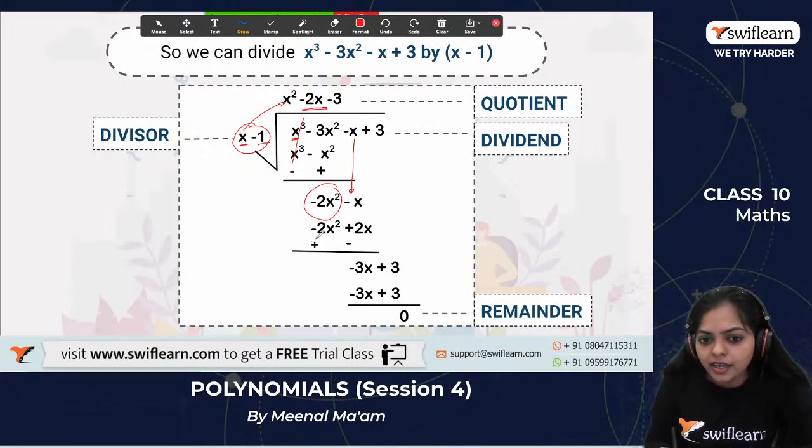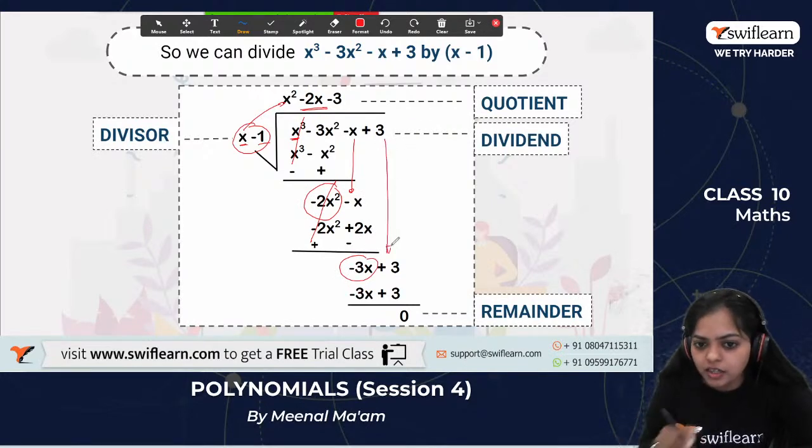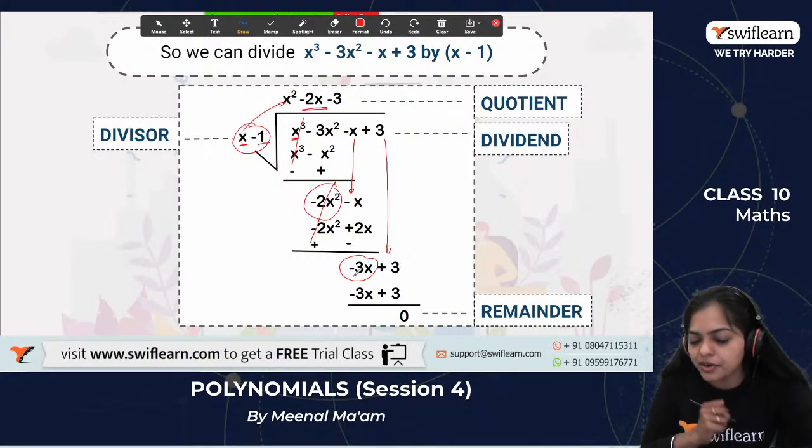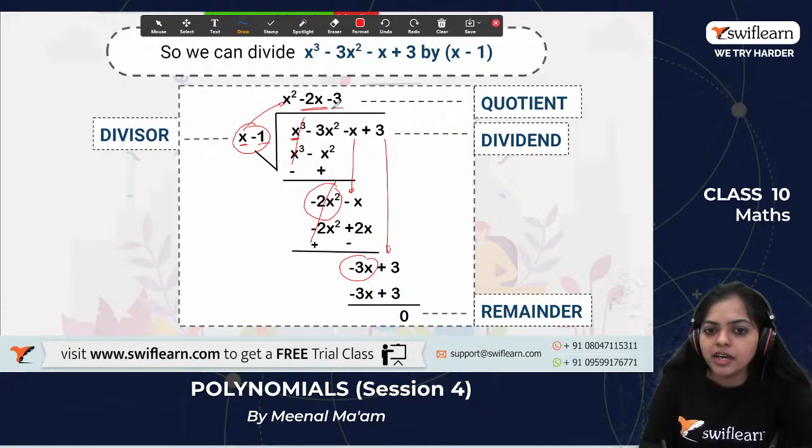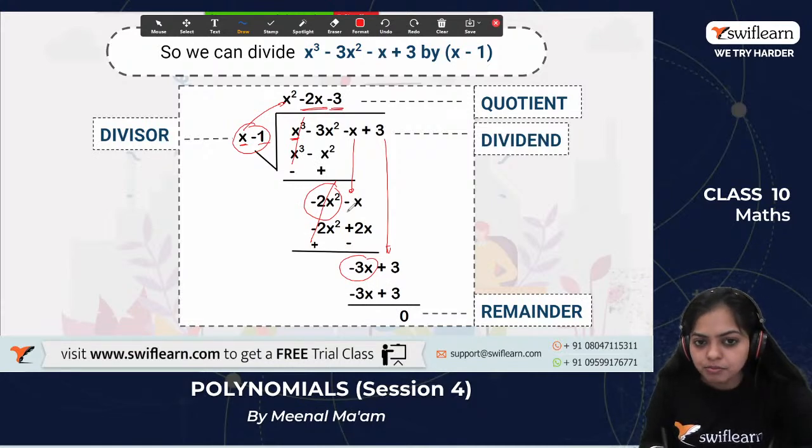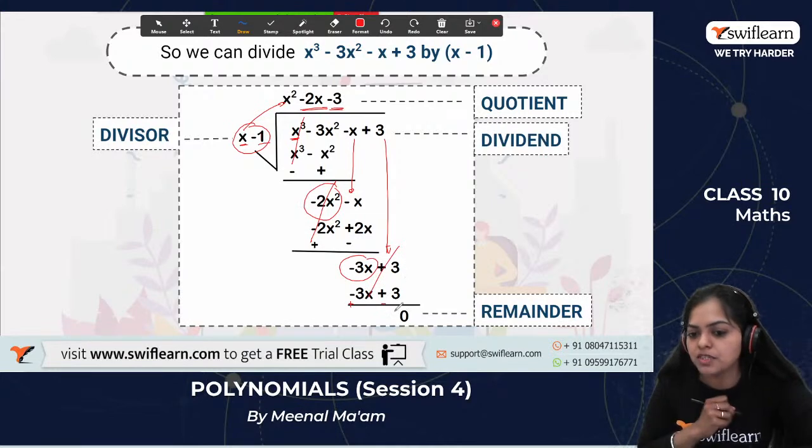And minus 1 into minus 2x is plus 2x. If I cancel this, these two quantities get cancelled, and minus x minus 2x becomes minus 3x. Then I will shift this value downward, so minus 3x plus 3. Then what will I multiply with x to make it minus 3x? I have to multiply by minus 3. So minus 3 into x is minus 3x, and the multiplication of minus 1 and minus 3 is plus 3. When I change the sign, they get cancelled with each other, and 0 is left.